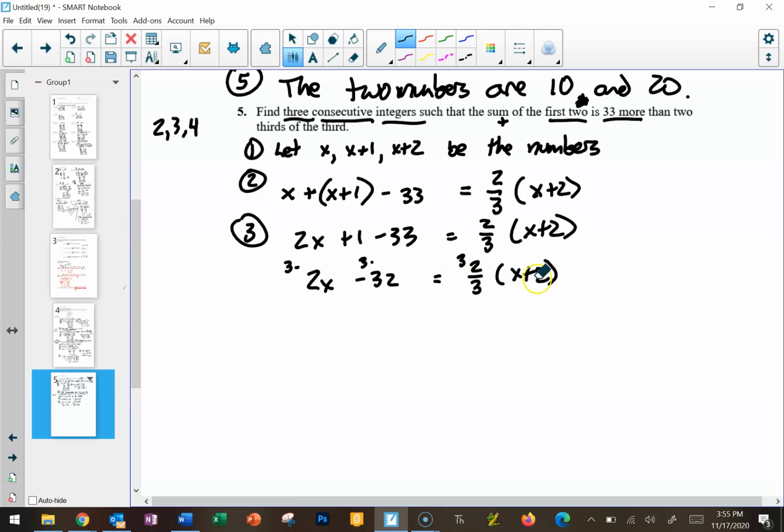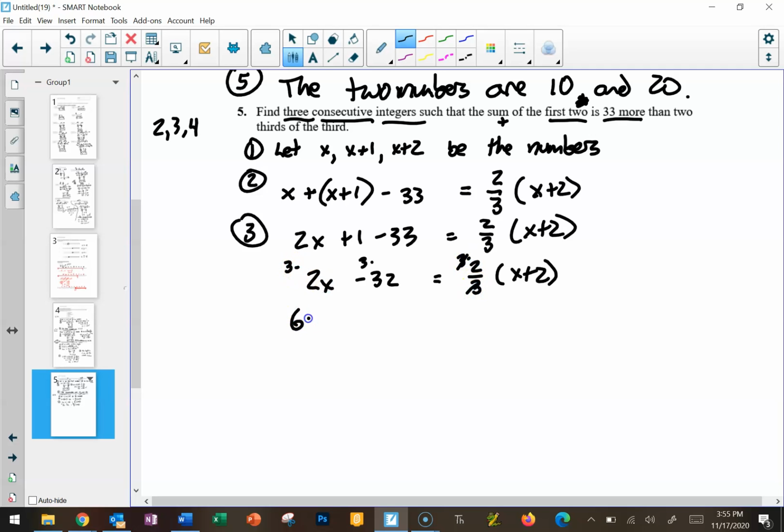Now, because this is multiplied by this, right? It's touching, the 2/3 is touching the brackets. You only do it to the top number. You don't do it to the x, and you don't do it to the 2. So the 3 up here cancels with the 3 down there. That was the whole point.